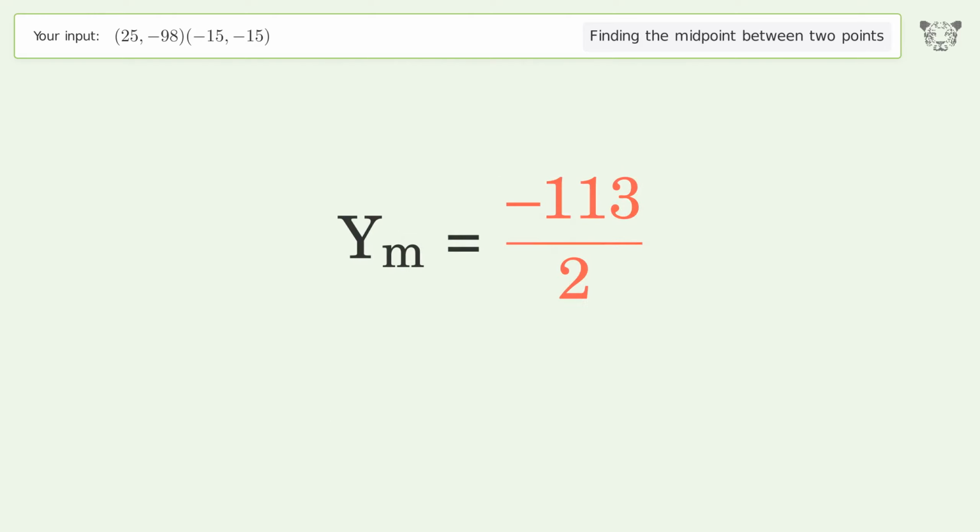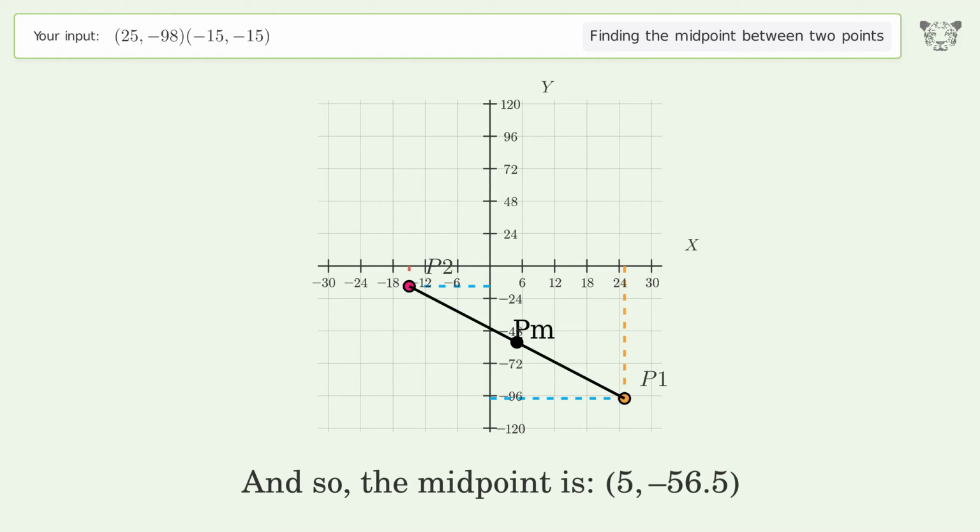And so, the midpoint is 5, negative 56.5.